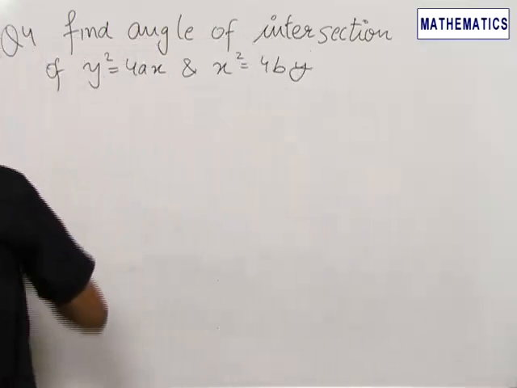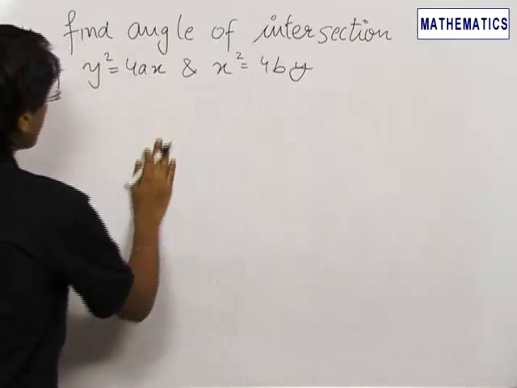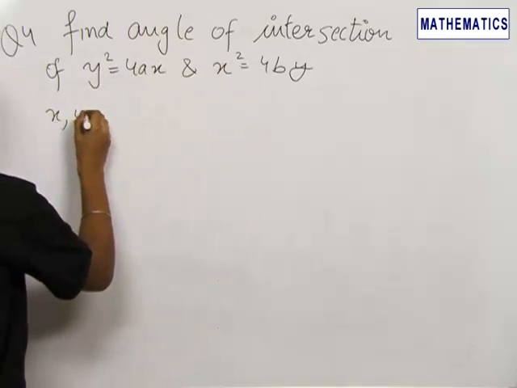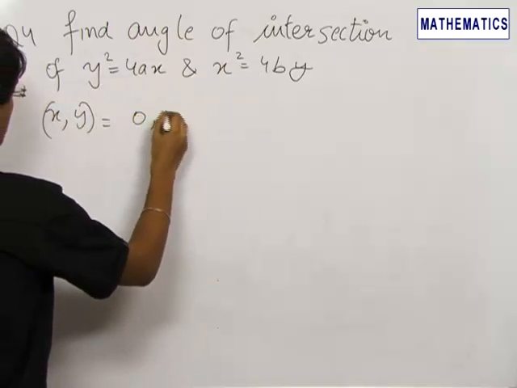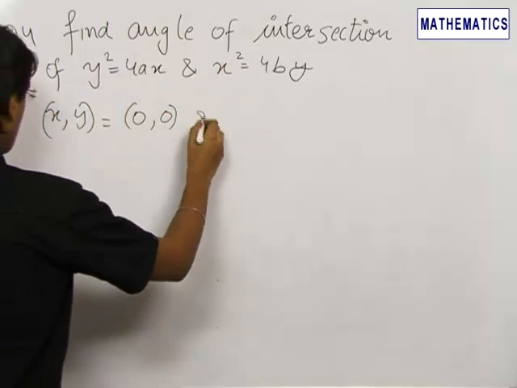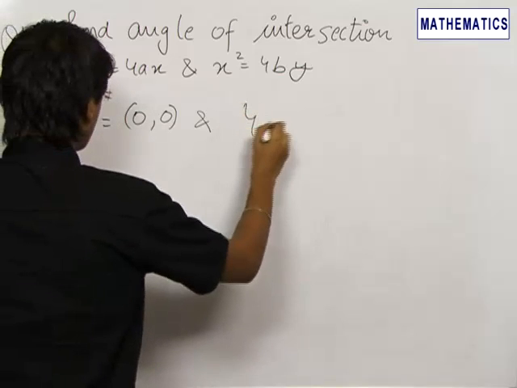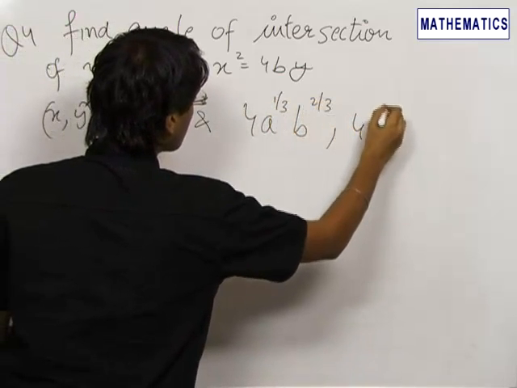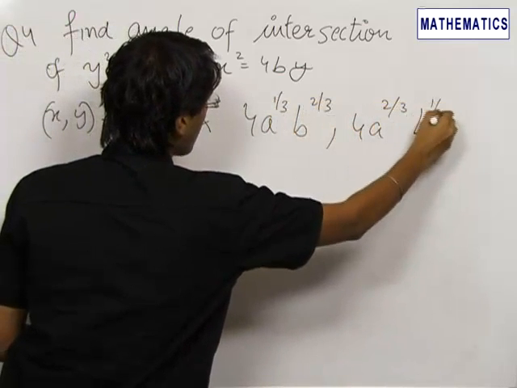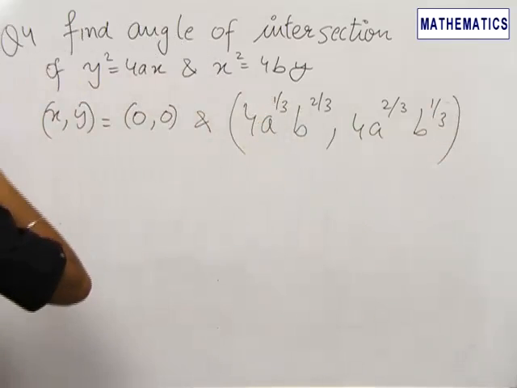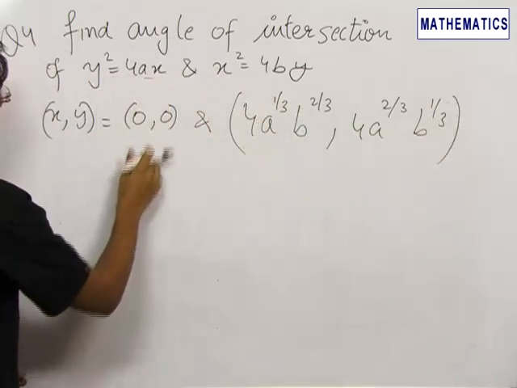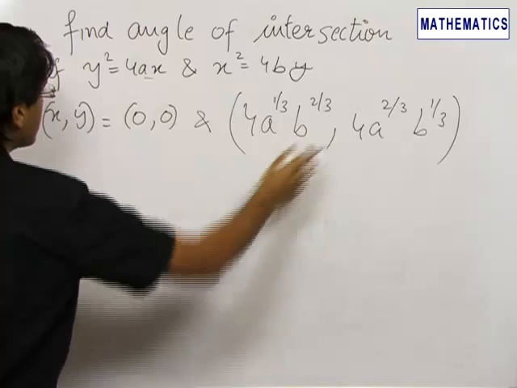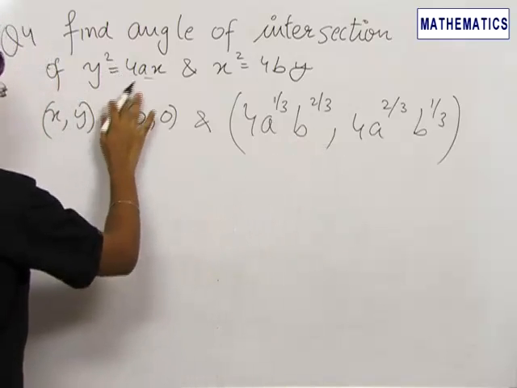Hence we try to find out the point of intersection of y square is equal to 4ax and x square is equal to 4by. On solving these two curves, we get the points of intersection as one is (0, 0) and the other will be (4a^(1/3) b^(2/3), 4a^(2/3) b^(1/3)). We can very easily square this equation, put the value of x square as 4by to get the values of y as 0 and this, and similarly on putting the value of y over here, we get x as 0 and this.